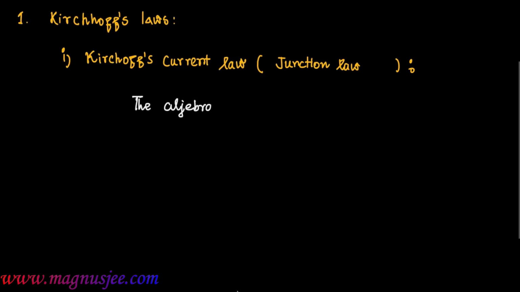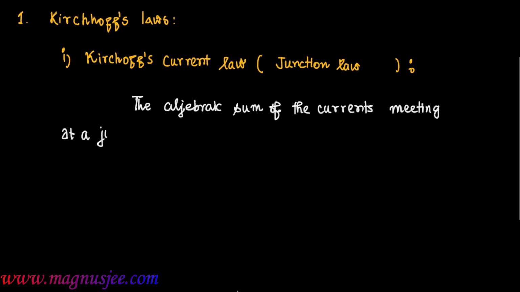So now Kirchhoff's current law states that the algebraic sum of currents meeting at a junction in a closed circuit is 0.